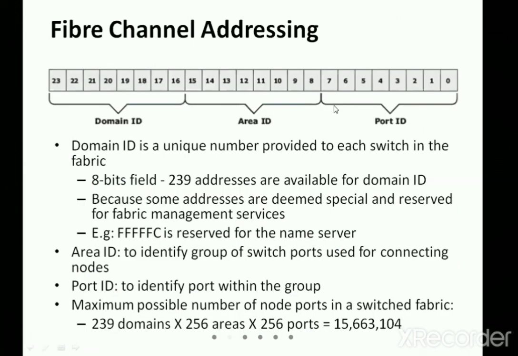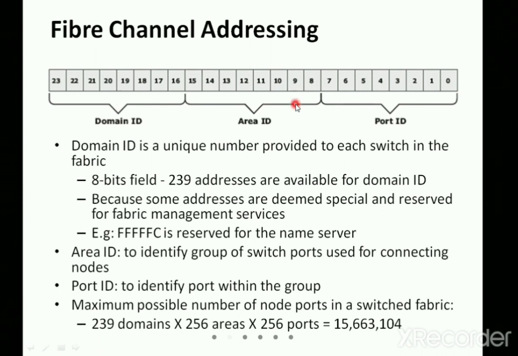Now that I have talked about the Fibre Channel protocol stack, I am going to talk about Fibre Channel addressing. How does this addressing take place? If you see here, it starts from 0 up to 8 bits, and again 8 bits, and again 8. So 8 threes are 24. The total address is 24 bits.